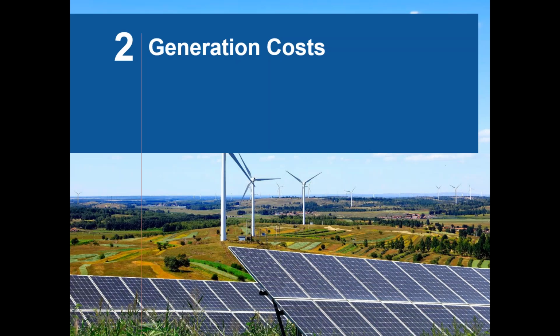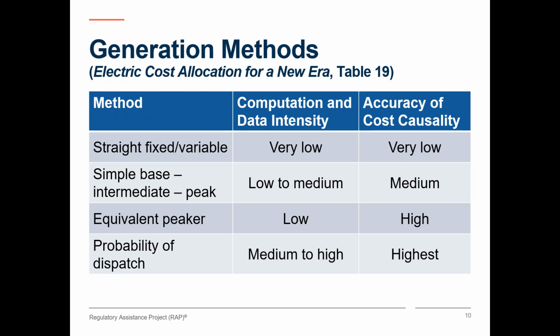Now, to talk about generation, I'll hand it over to Paul Chernick. Thank you, Mark. The electric generation fleet, as you may have noticed, is changing rapidly, which requires new approaches to cost allocation. The choice of approach in classifying and allocating generation costs can be very important in determining who pays what share of the utility's revenue requirements.